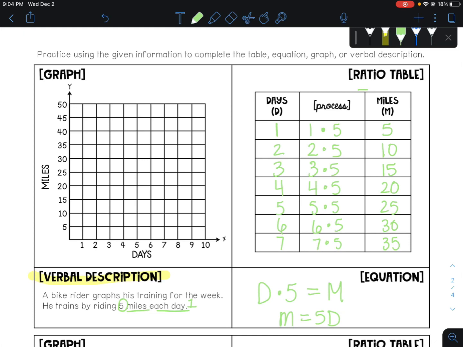Now, we have a graph that's nice and labeled for us, so I think it's going to be pretty quick to plot this. So remember, your first column is X, your last column is always Y. We don't consider the process column when we're plotting. So X is 1, Y is 5. So over to the 1, up to the 5. 2 and 10. So 2, 10. 3 and 15. I can see the pattern now, so I'm just going to plot the ones we had. And my last one there was 7, 35. Okay, if you want, you can connect it. There it goes. Label it with your equation. D times 5 equals M. And there you have it.